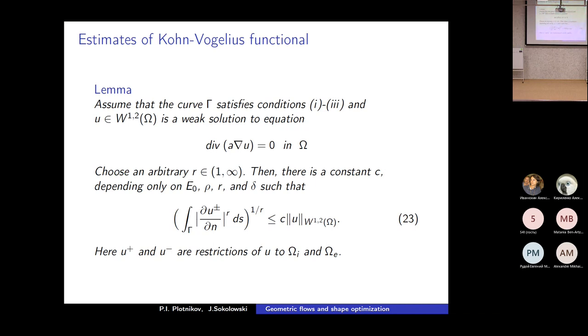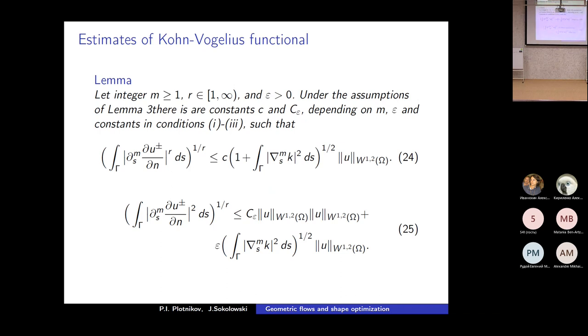Under this assumption, let U be some solution of this elliptic equation. I don't assume any boundary conditions. The only restriction is that U is of Sobolev class W12. If this is the case, we have the following estimates. The constant C depends on all quantities in the condition I3i. Here U plus and U minus are the restrictions of the auxiliary function U to omega E and omega I.